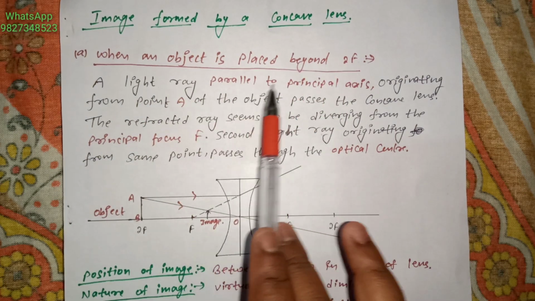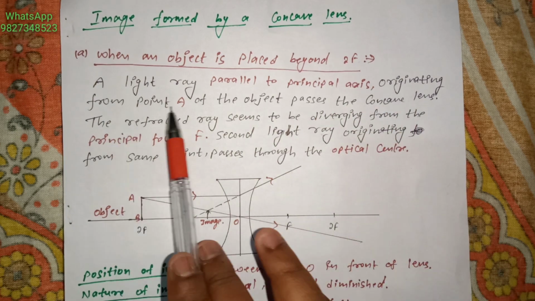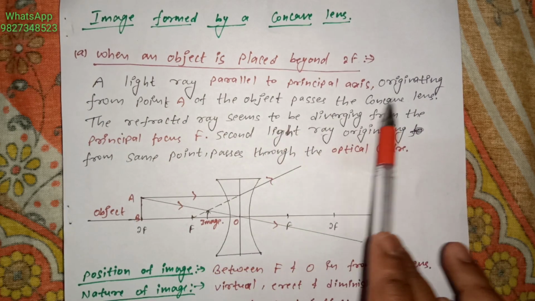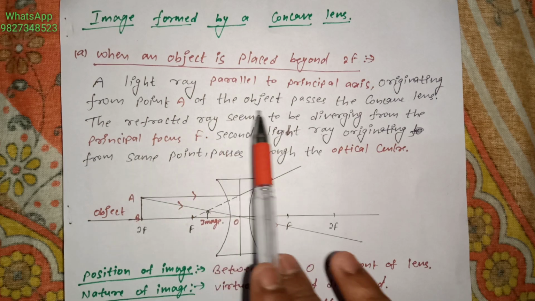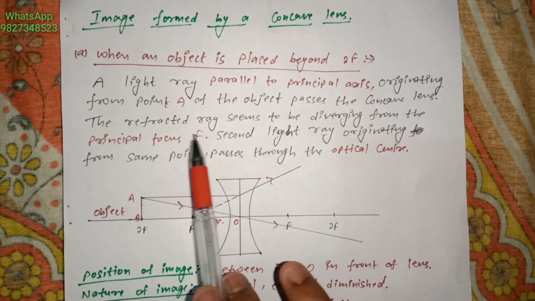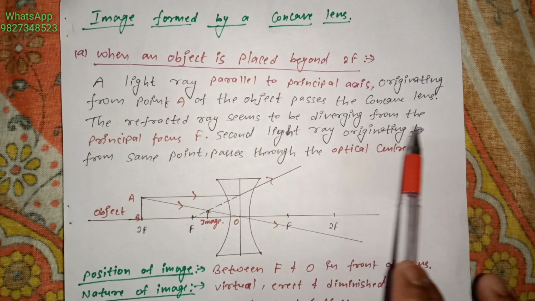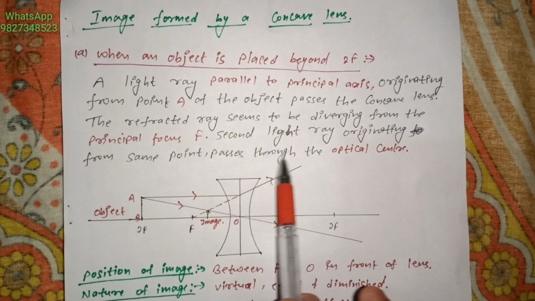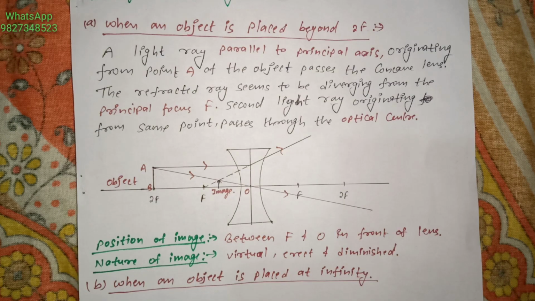A light ray parallel to the principal axis originating from A of the object passes through the concave lens. The refracted ray seems to be diverging from the principal focus f. Second light ray originating from the same point passes through the optical center. Now let's see the figure.